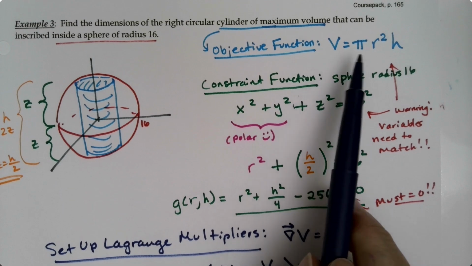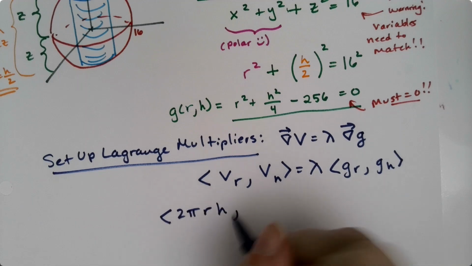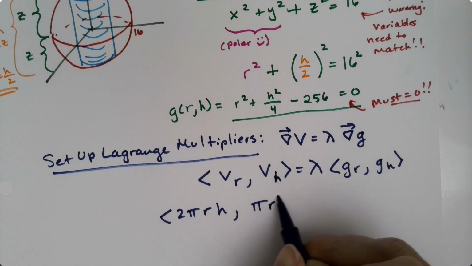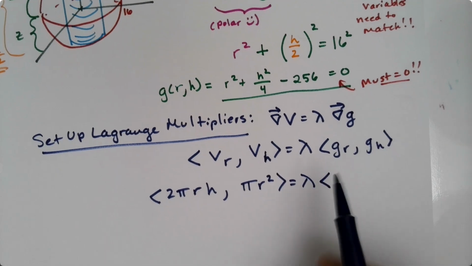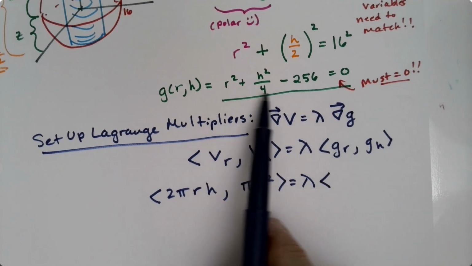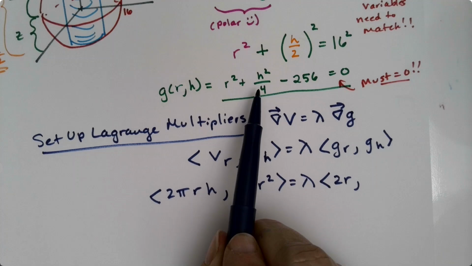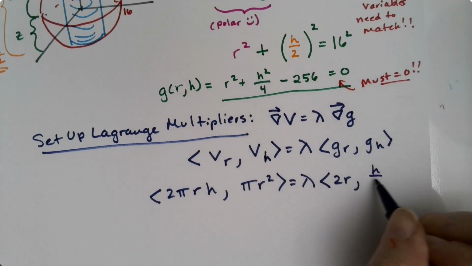VR is the derivative of this with respect to R. So that would be 2 pi RH. The derivative of volume with respect to H would be pi R squared equals lambda times the derivative of this constraint function with respect to R is 2R, and with respect to H, the 2 would come down, so it would be H over 2.